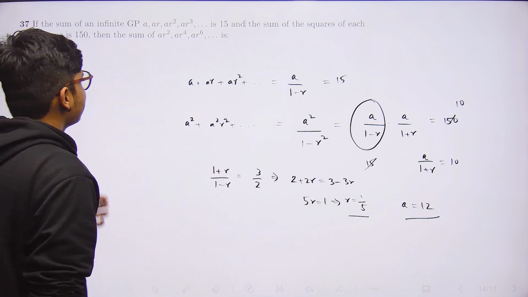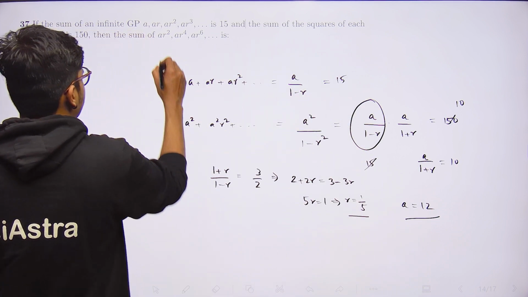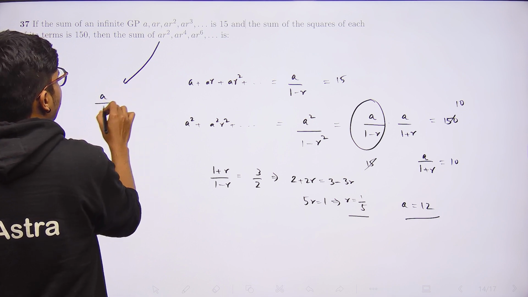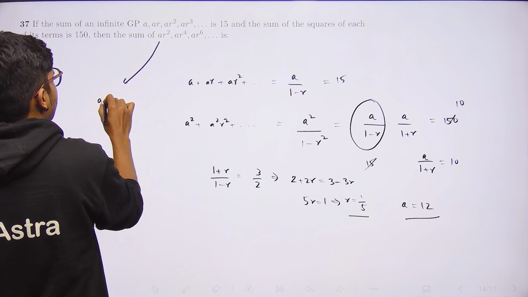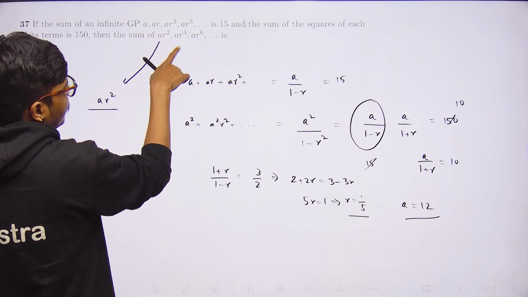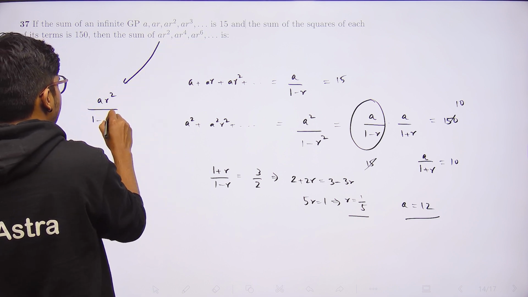Now you need to find the sum of this, right? तो इसका sum क्या आ जाएगा? a divided by 1, sorry, the first term is ar square, right? Divided by, common ratio is still r square, so 1 minus r square, okay?